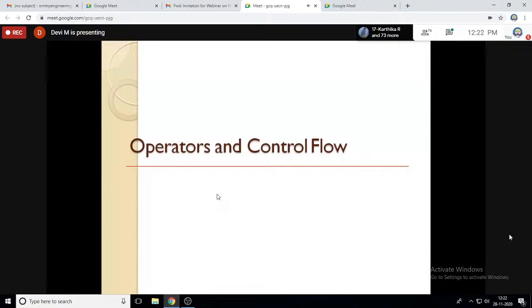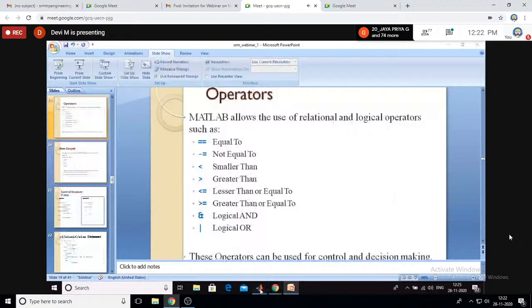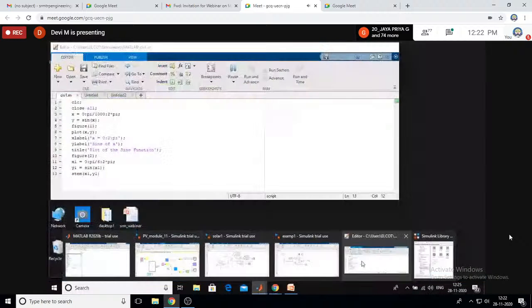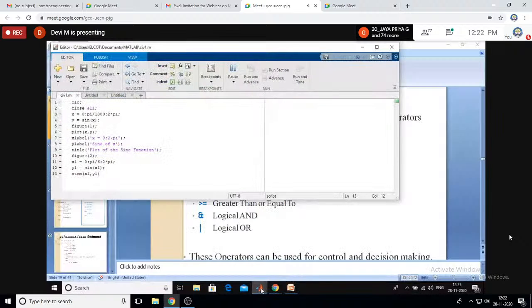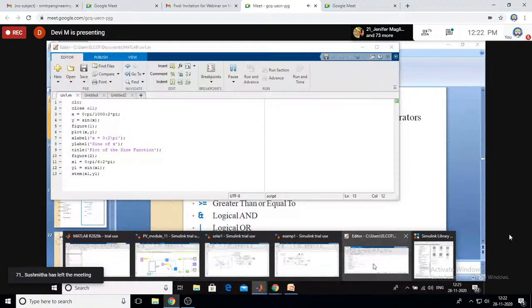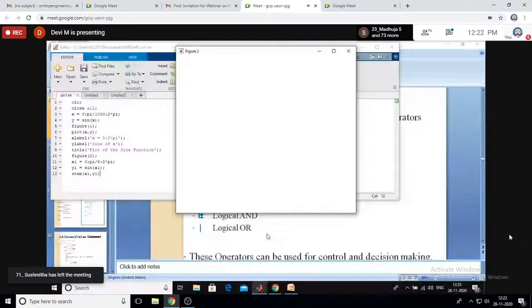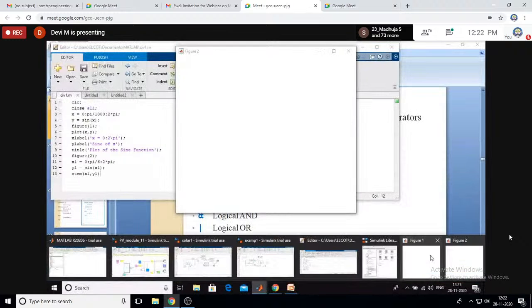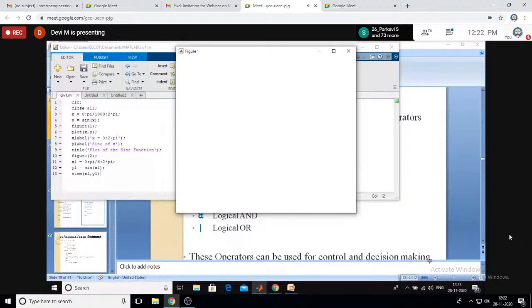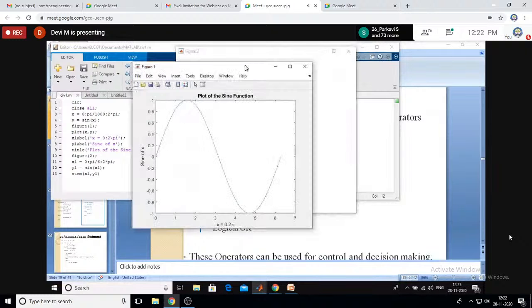Before going to operators, let me complete my figure one. Oh my goodness, just now I got it. Still it is in running state. Okay, right. So can you see, this is my figure 1 and this is my figure 2.